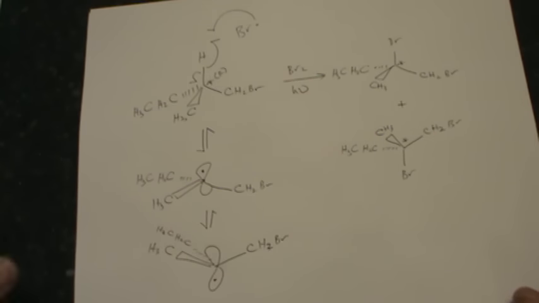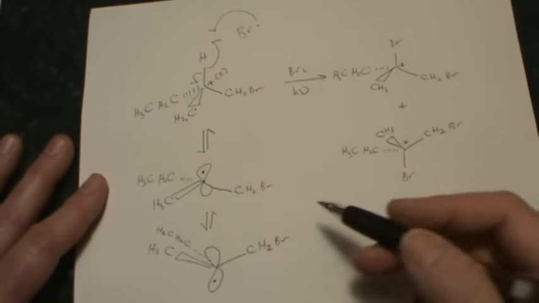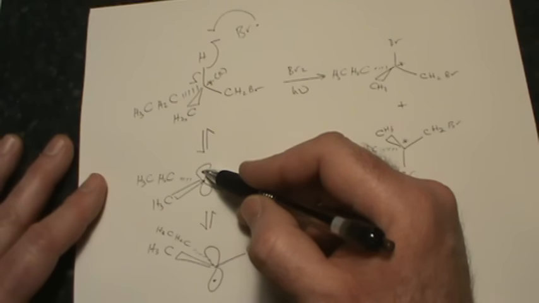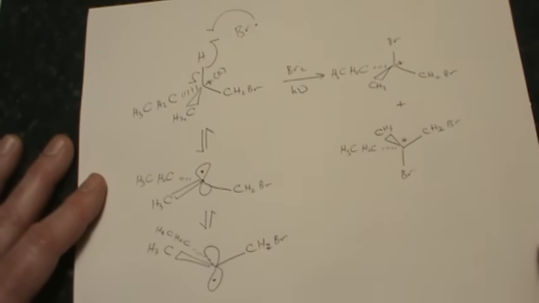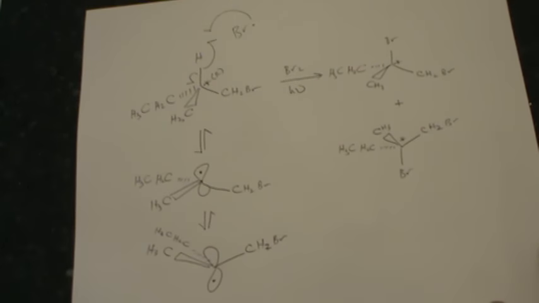Now I've got to draw the electron in this p orbital somewhere. It doesn't really matter if I show the electron in the top lobe of the p orbital or the bottom lobe, and down here the same way. I've got to draw it on one side or the other.